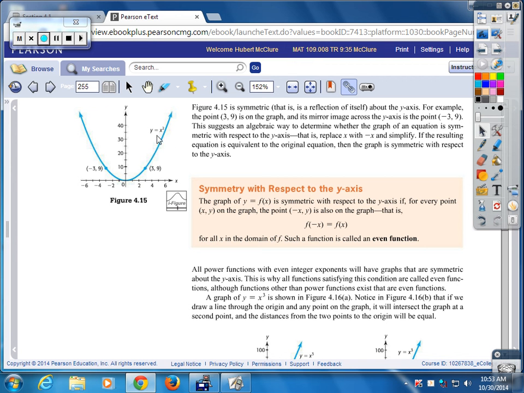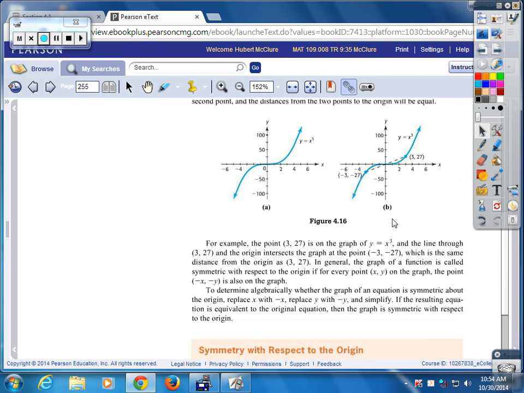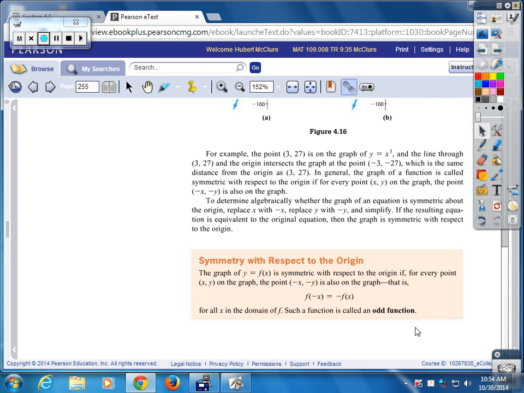Anyway, the left-hand side looks exactly like the what? The right-hand side. So if the left-hand side looks exactly like the right-hand side, that means your mirror is what? The y-axis. That means it's even, and that means that if you plug in negative x into the function, you will get back f of x. That's what that means. And we'll do some examples and you'll start to see it. Okay? Odd is this one right here. Write it down. And it's symmetric about the origin.